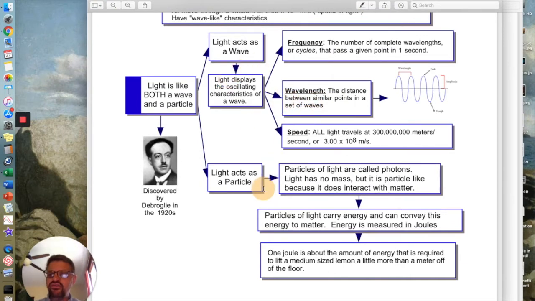Light is also like a particle. And this was discovered about 100 years ago by this guy, de Broglie. He's a French guy. We know that because light interacts with matter. Again, think about sitting in the sun. Eventually you get warm. Why? Sunlight is interacting with your skin. So light is like a wave, and it's also like a particle.